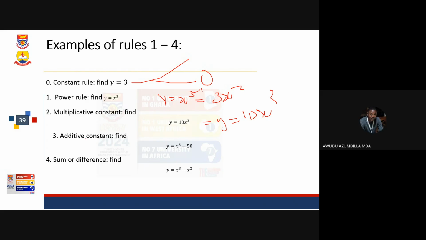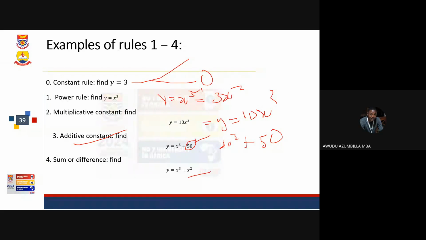Then you come to the third one. The third one is x cubed plus 10 plus 50. What will you get here? 3x squared, yeah. But when you differentiate 50, you are going to get a constant. You are going to get 0. Don't worry about it. Don't forget about the 0.